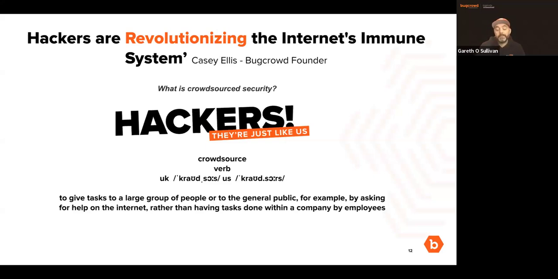So from a crowdsourcing perspective, again, it goes back to finding a large group of skilled people, giving them a task to complete, and doing it in a sort of controlled way. In this case, you're reaching out to Bugcrowd, who have those connections to the crowd, who are then able to bring that crowd to bear to help you achieve the goals you're trying to achieve with your security programs.